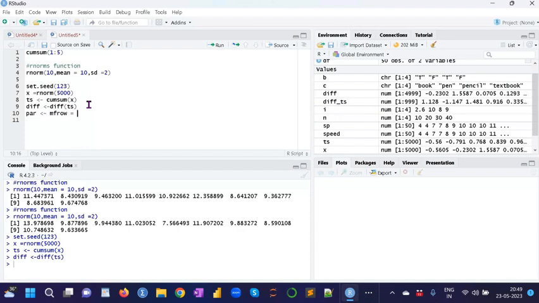MF row, where I want to split the panel in two parts.